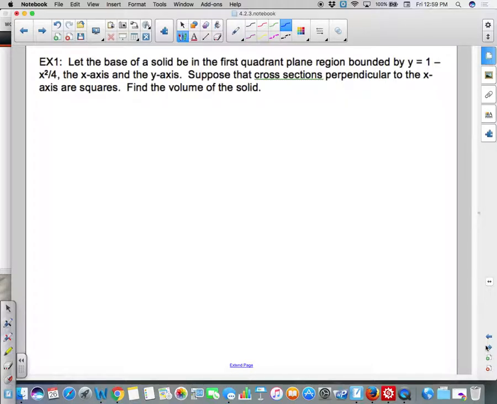So I would suggest drawing a picture so that you know what it is. You don't have to draw a 3D picture, but you need a 2D one. All right. It says let the base of a solid be the first quadrant, bounded by y equals 1 minus x squared over 4, and the x-axis and the y-axis. So that's 1 minus x squared over 4, a parabola. And the height would be 1.